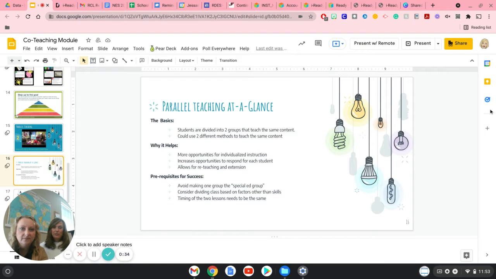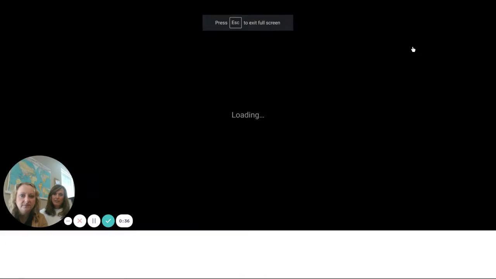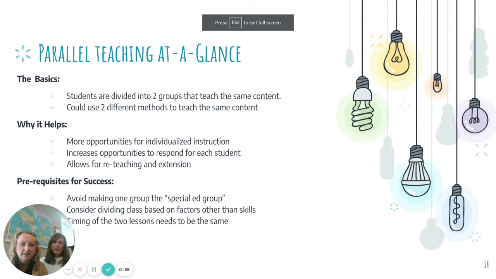Parallel teaching is when two teachers jointly plan together and then they divide the class in two, and one takes a group and the other takes a group. It's really important to avoid making one group the special ed group when you're using this model. Consider dividing the class based on factors other than skills, and always be aware of what the students are needing based on your data that you're pulling this information from.